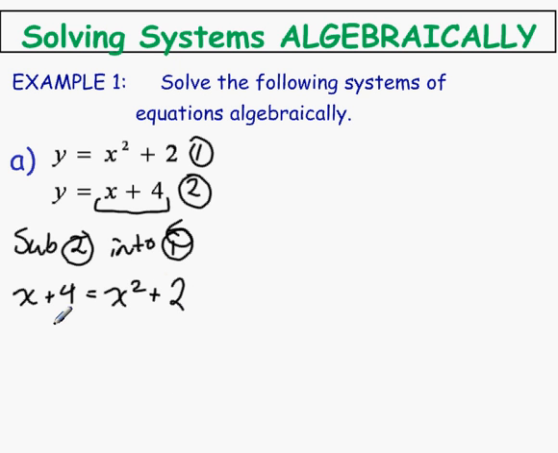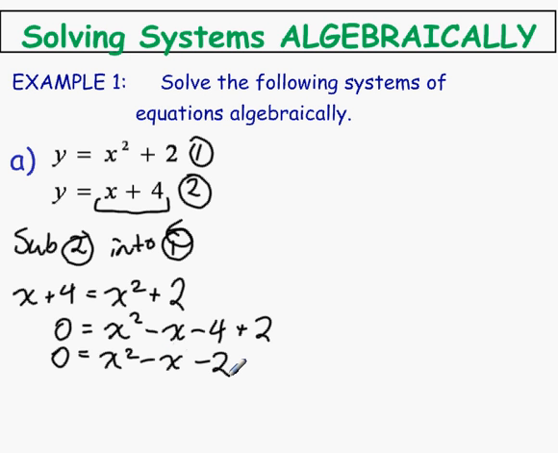I rearrange it so that it's a quadratic equation in standard form, okay, so everything on the same side of the equation. And then we collect like terms and simplify. So our final equation is x squared minus x minus 2. Okay, we're going to use the discriminant to verify that this system has solutions. So we're going to take our values for b, a, and c and substitute them into our discriminant.